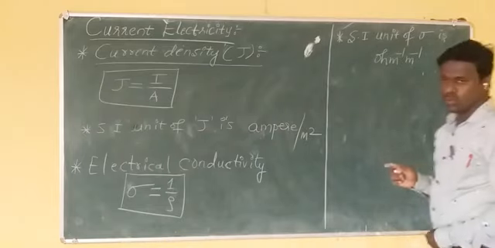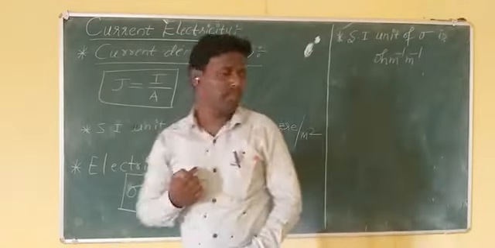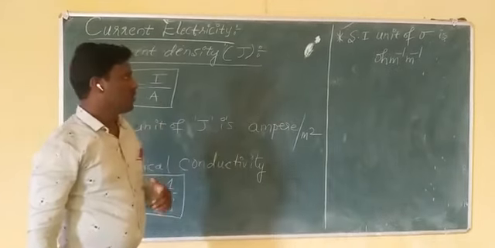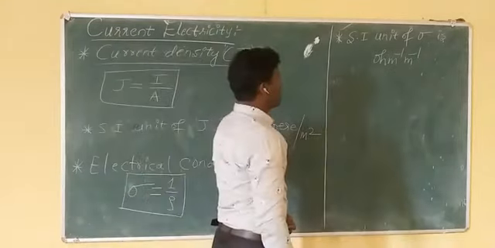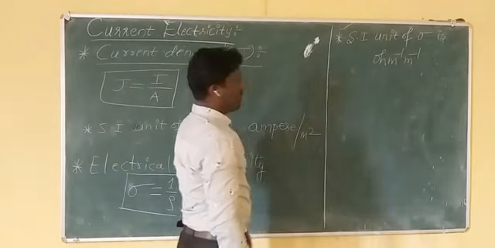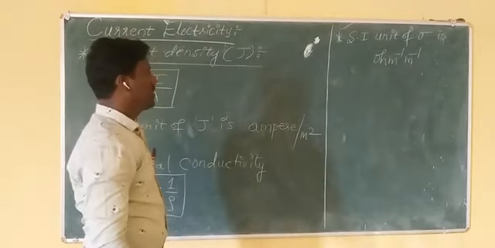As 1 by rho, the ohm meter. You 1 by rho ಅಂದ್ರೆ 1 by ohm meter. 1 by ohm meter ಮೇಲೆ ಏನು ಬರ್ತದೆ? Per ohm per meter. Per ohm per meter is the SI unit of sigma. Right? SI unit of sigma.